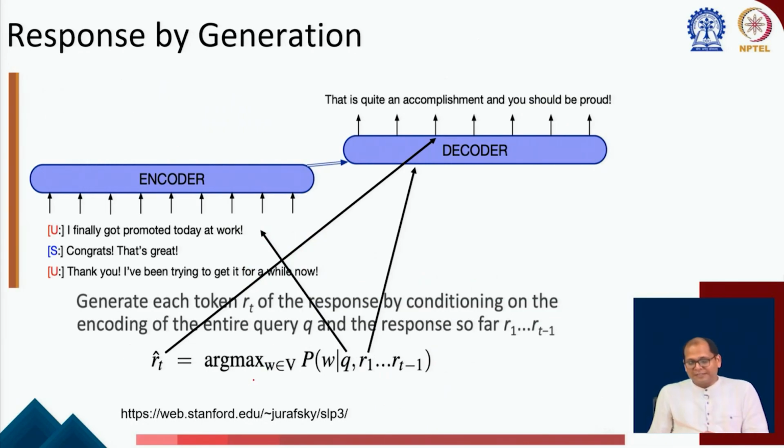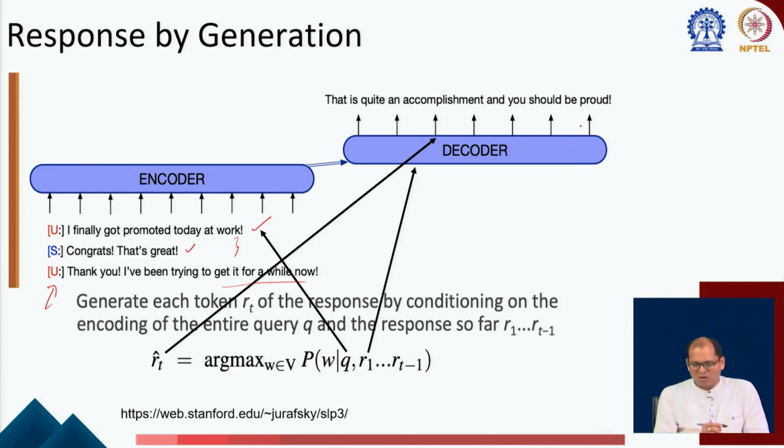Yeah. Then you have the response by generation. The architecture is just encoder decoder. Let's say this is my conversation. "I finally got promoted today at work." "Congrats, that's great." And then you have this particular user query or prompt: "Thank you, I have been trying to get it for a while now," and you have to generate a response to this. So what you will do is feed all these turns into the encoder, and you can put some separator between these turns, or at least between the context and the current query of the user, and then you start generating in the decoder.